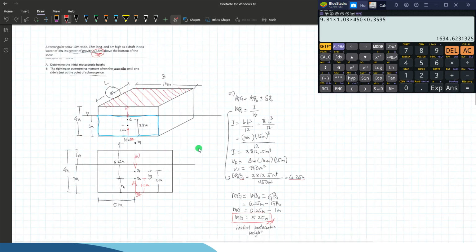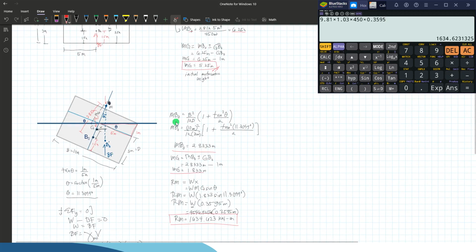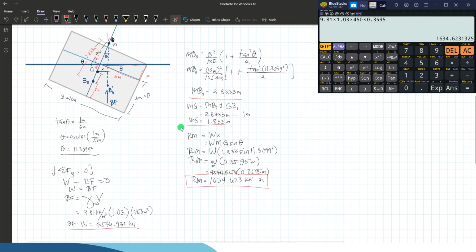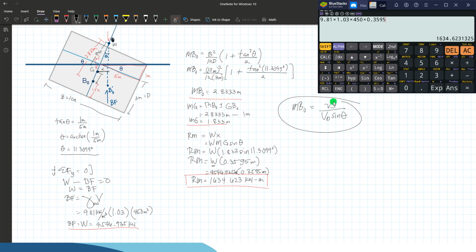You can also try, class, solving for MBO using the general solution. In the general solution for MBO, we have Vs over Vd times sine theta. You can solve those.